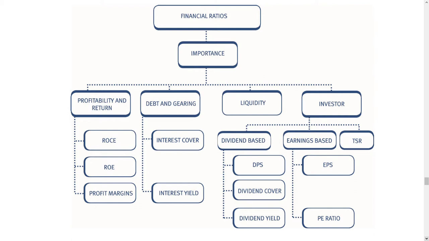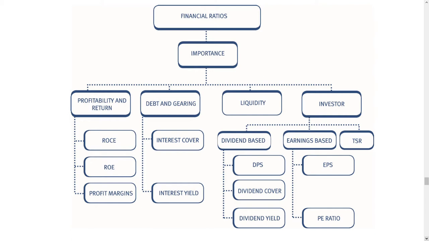So for investor ratios, there are three types. Okay. Dividend based, earnings based, and TSR. What is TSR? TSR means total shareholder return. Under dividend based, there are three. DPS. DPS means dividend per share. Then we have dividend cover. Then we have dividend yield. Remember how we have interest cover and interest yield. In dividends also, we have dividend cover and dividend yield. For earnings based, EPS, earnings per share, and the PE ratio, the price earnings ratio. These two are under earnings based, and then your TSR, total shareholder return.